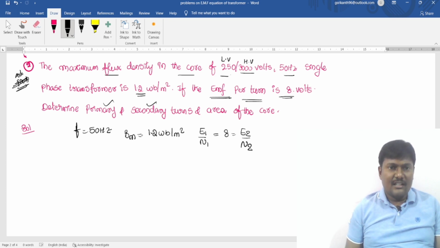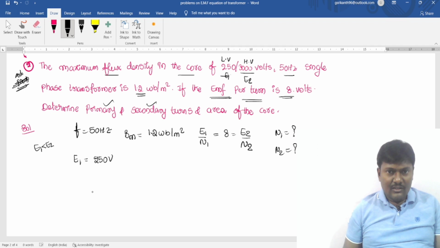Determine the primary and secondary turns, meaning N1 is equal to how much and N2 is also how much. So E1 is equal to 250 volts. These are the induced EMFs. But here in this problem E1 is less than E2, so use the same formula.